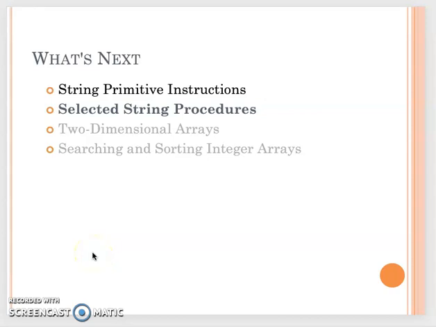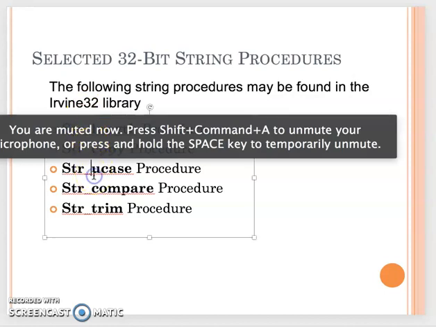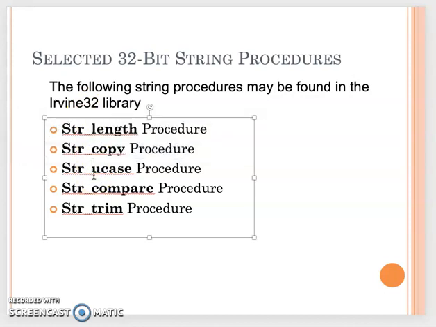In the last lecture for this module, we will talk about some selected string procedures. Those selected string procedures can all be found in the Irvine32 library. They may have more, but we will focus on these 5 string procedures. We have string length, string copy, string UCase, that means uppercase. We can compare strings, and we can trim the additional characters you don't want from the string.